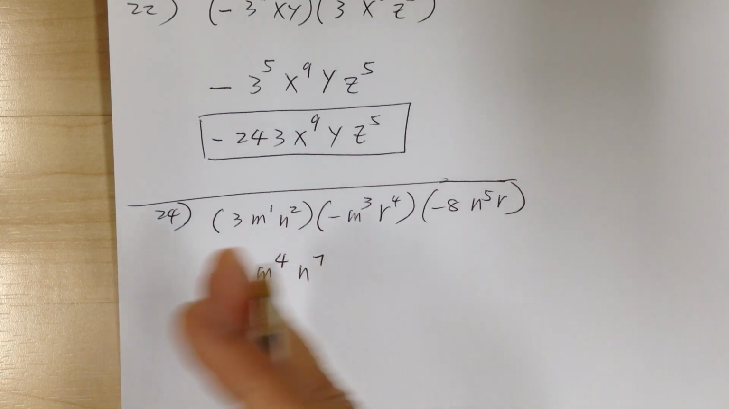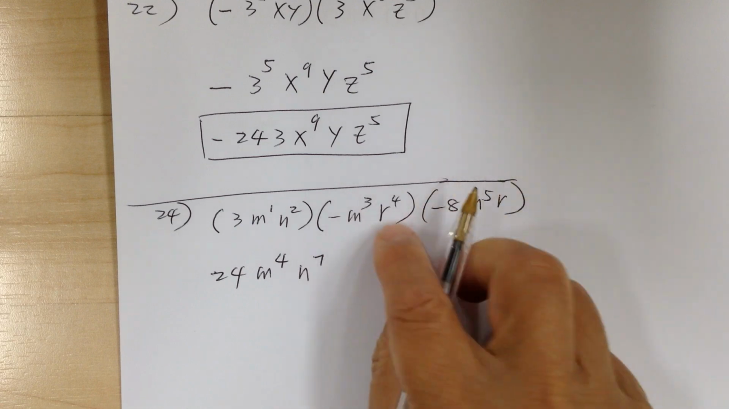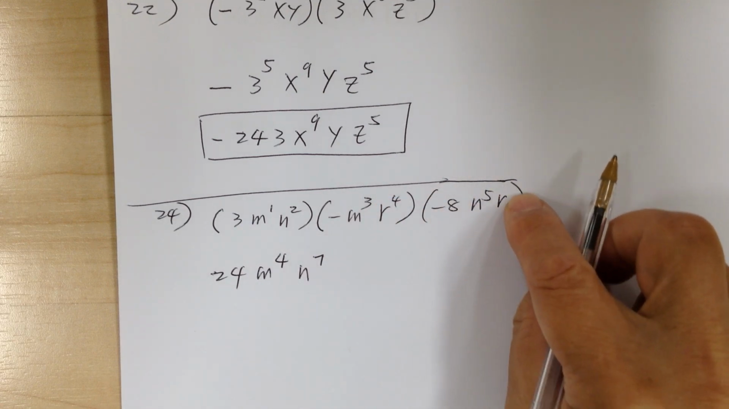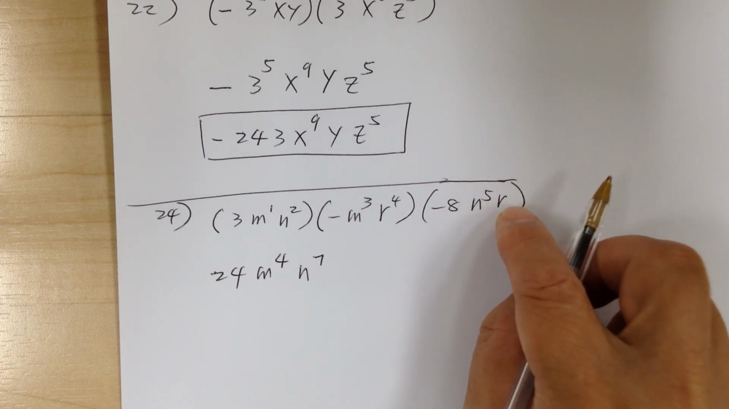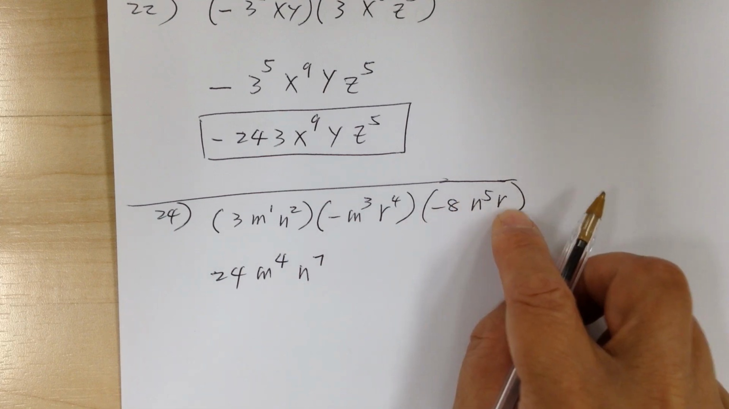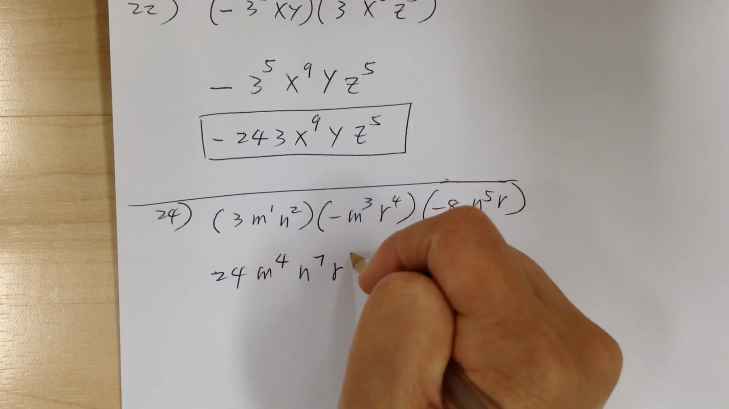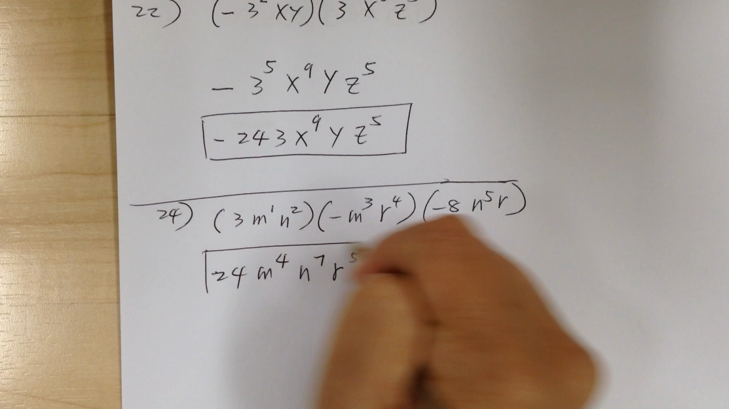Just go down the alphabet, so m, n. Then r, so you got r to the 4, r to the 1. Again, when you don't see a number, it's 1, right? Because there's 1 r here. So r to the 4, r to the 1 would be r to the 5. Okay, and that's it.